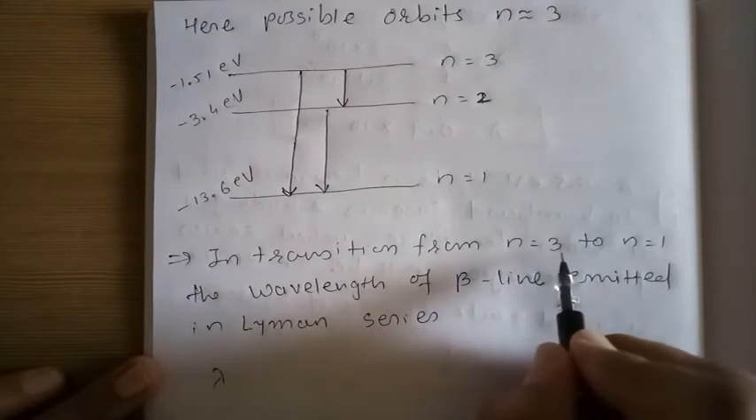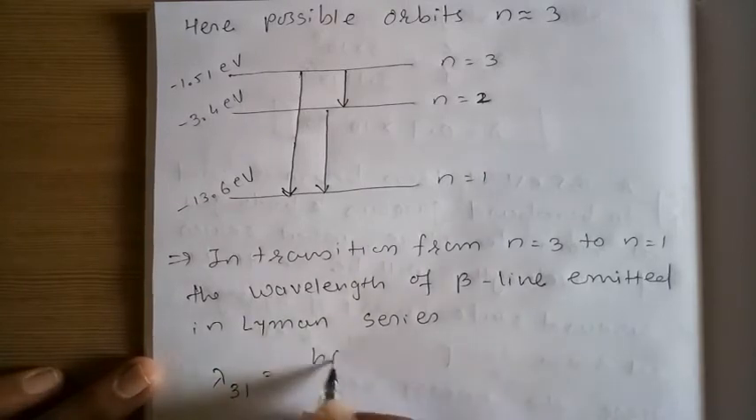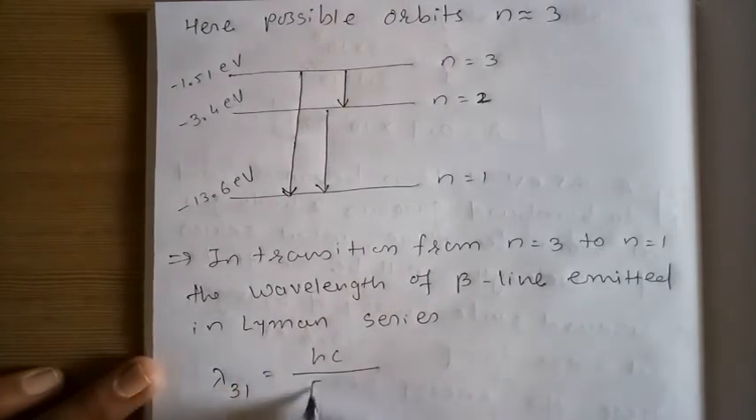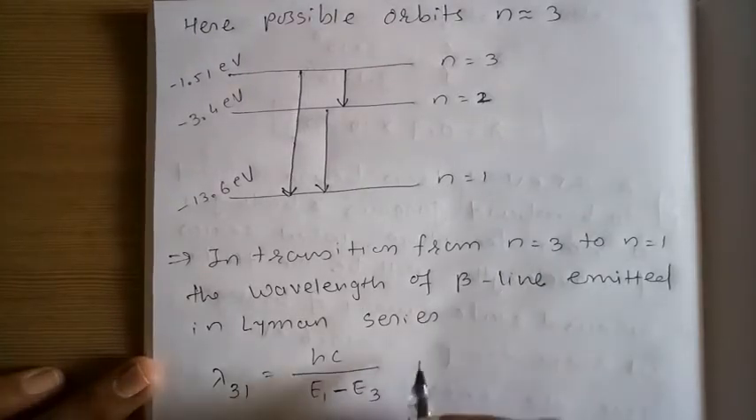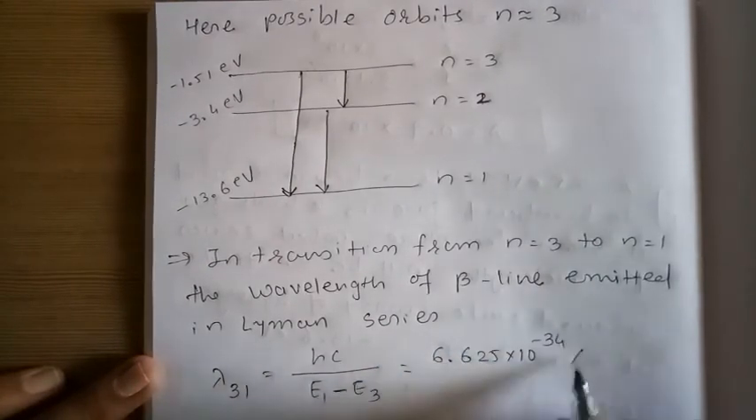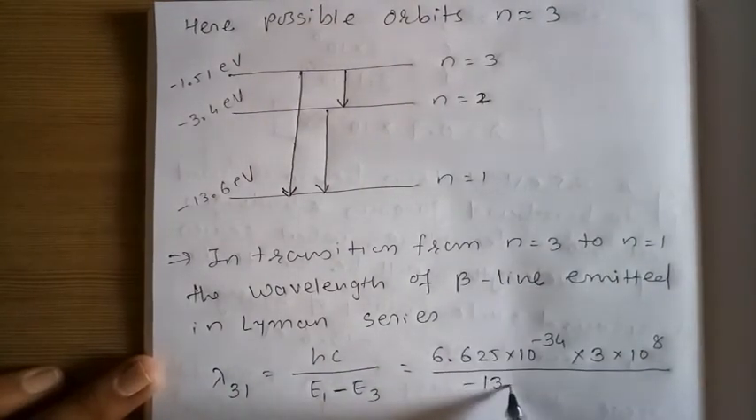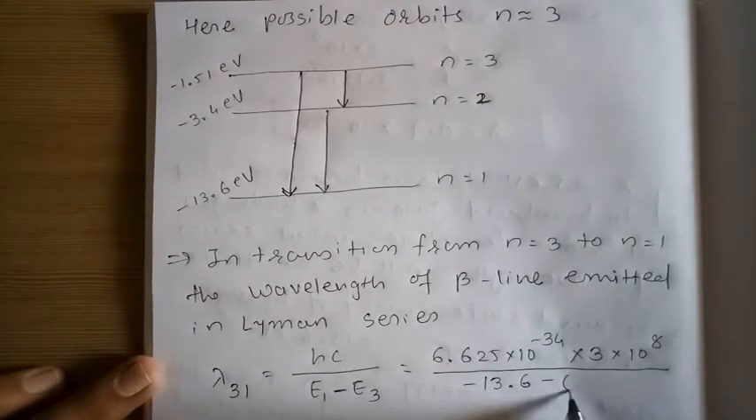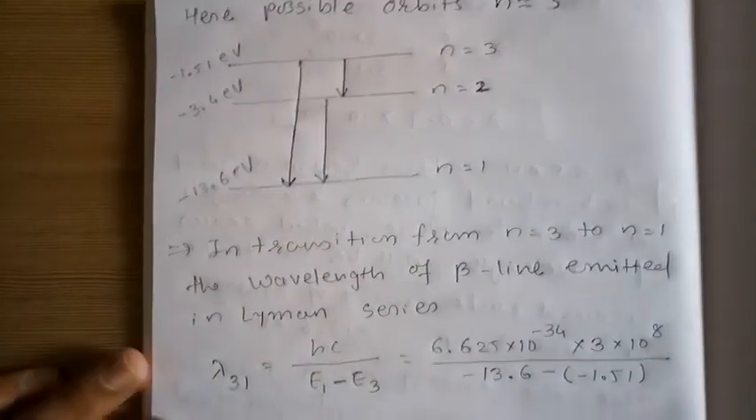Here the transition is from 3 to 1, so we denote lambda 31 equals hc upon E, but the change in energy is E1 minus E3, because the transition is from n equals 3 to n equals 1. Now we know the value of h is 6.625 into 10 raised to minus 34, the value of c is 3 into 10 raised to 8, upon the value of E1, minus 13.6, minus the value of E3, minus 1.51.